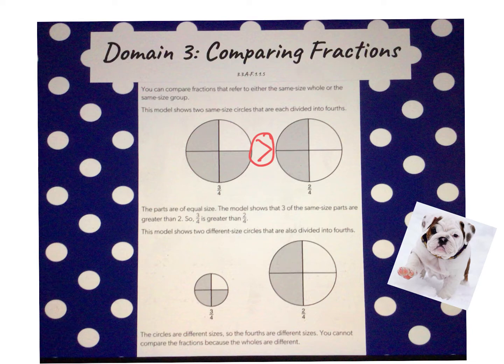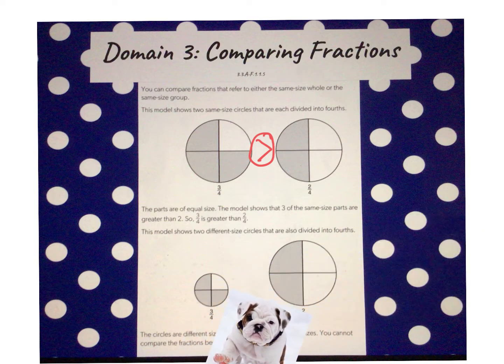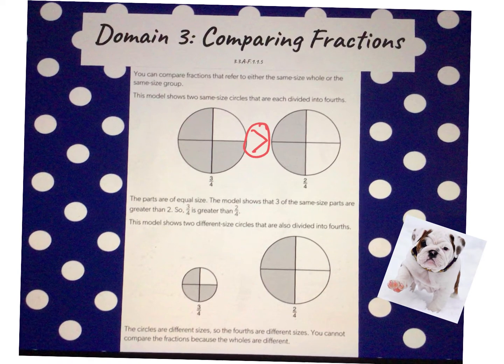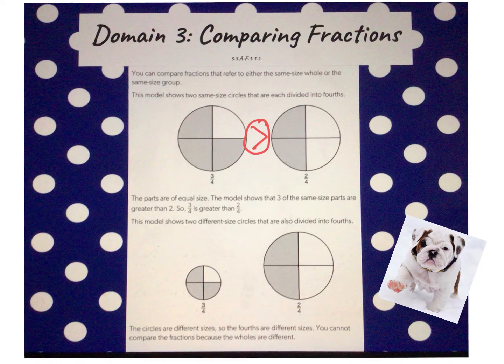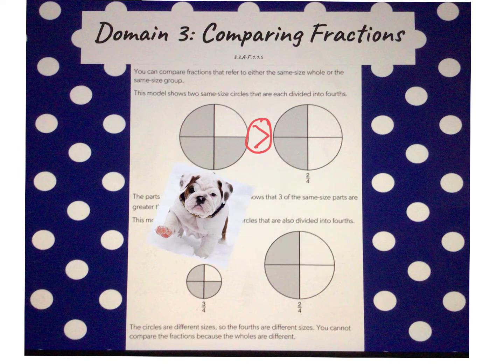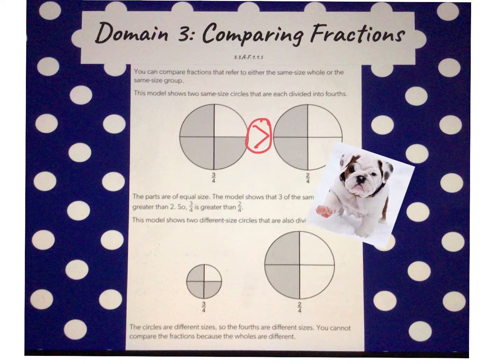Down here, it says that the model shows two different size circles that are also divided into 4. So this one says 3/4 and this one says 2/4. And it says that the circles are different sizes. So the fourths are different sizes. Friends, you cannot compare the fractions because the wholes are different. You can only compare fractions whenever the whole parts are the same size, okay? They can be broken off into different parts, but the wholes have to be the same size.